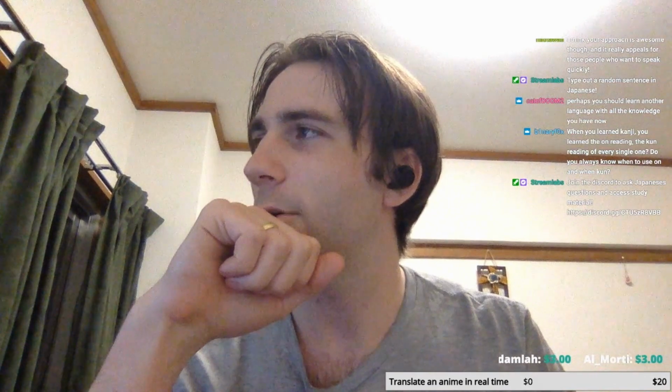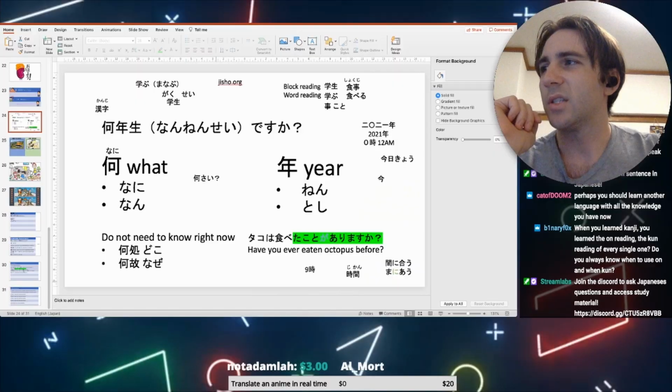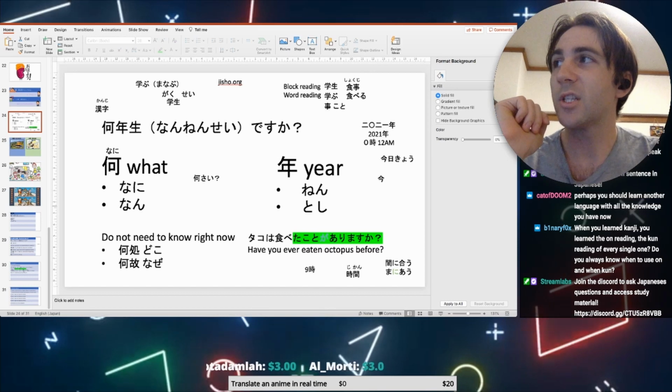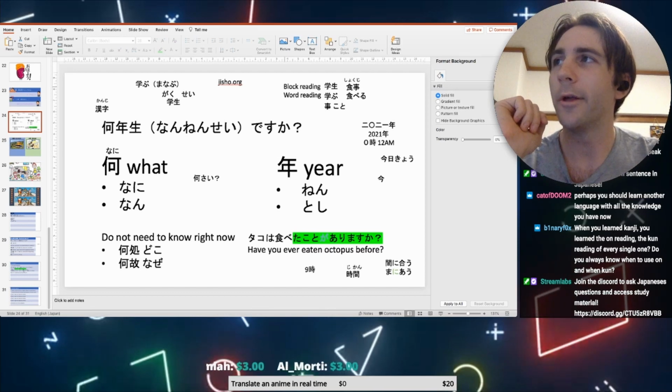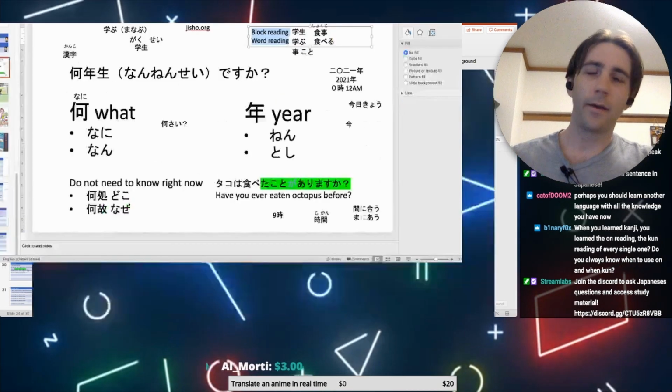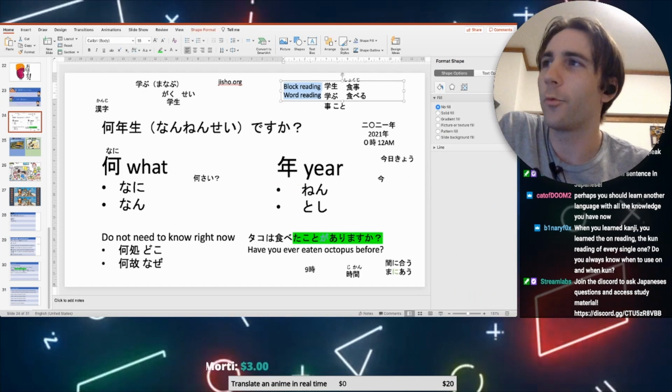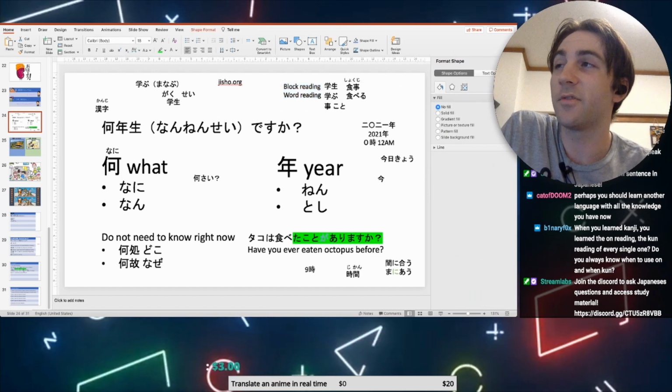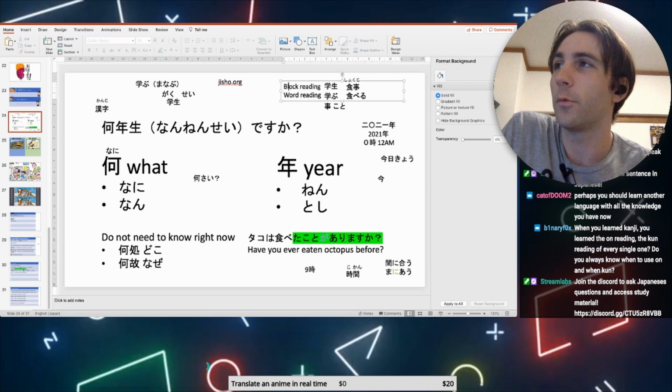Studying in the US, they didn't teach me about Onyomi, Kunyomi, like the different readings. Nobody taught me about that. I'll show you this. I was doing a lesson with somebody. There's some other stuff mixed in here, but this is what I call it, patent pending. I call it block reading. And this is very new. I just kind of thought of it when I was doing the lesson, but it kind of works.